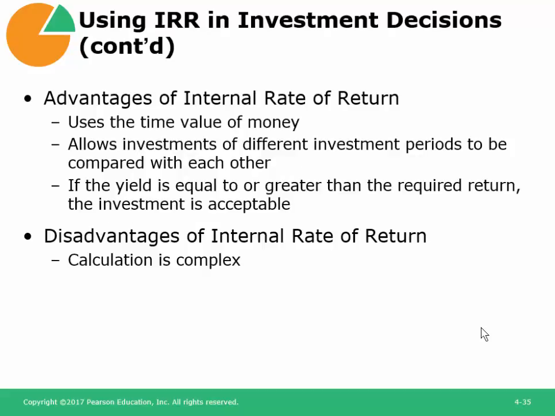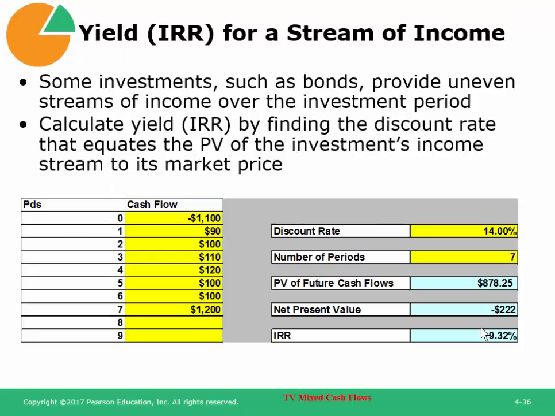It's in the future. The advantages of the internal rate of return is it uses time value of money. It allows us to look at some comparisons. We can use this expected return, the internal rate of return, to determine whether or not an asset is acceptable. The downside is that the calculation itself is complicated if you don't have some type of electronic means to calculate. And fortunately, we have a computer that's going to allow us to do this.